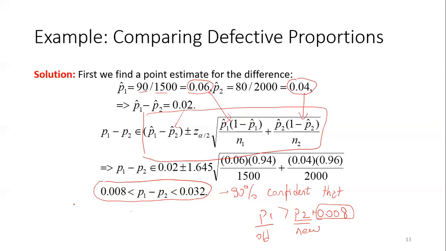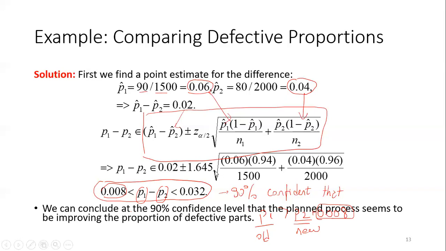Remember, this again says that the new process P2 is smaller than P1, and you are 90% sure that it is smaller by at least an amount of 0.008. So we can conclude, at the 90% confidence level, that the planned process seems to be improving the proportion of defective parts.